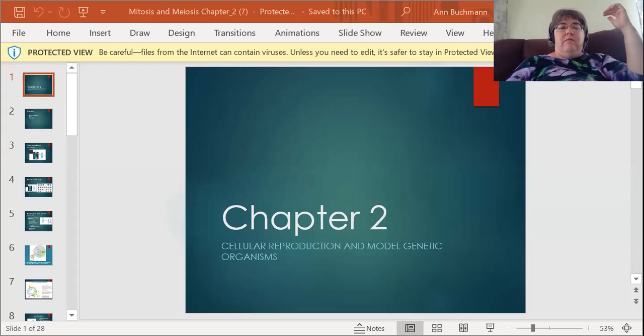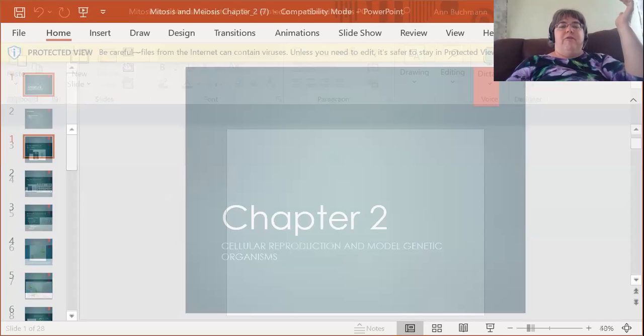Okay, so this is the second chapter, and after this, today we're going to look at doing a... turn this on. So after this, we're going to look at the lab as well.